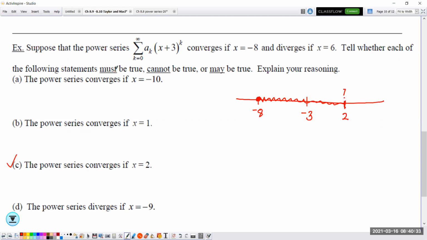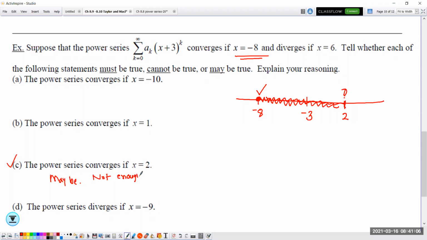Must be? We don't know, because we don't have information here. We know for sure that it converges inside, everywhere it definitely converges. We don't know what's happening at 2. So this would be maybe. Why? Because that's the end point, and we do not have enough information about what's happening at the end point.